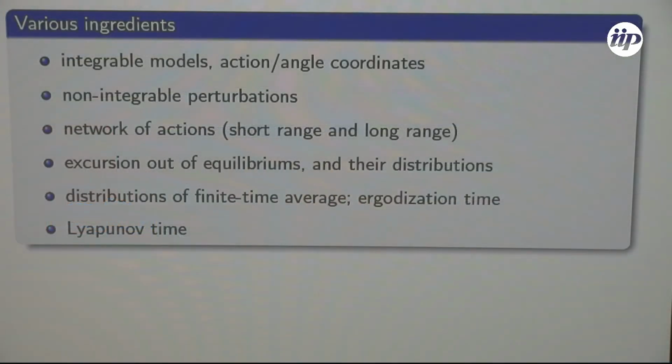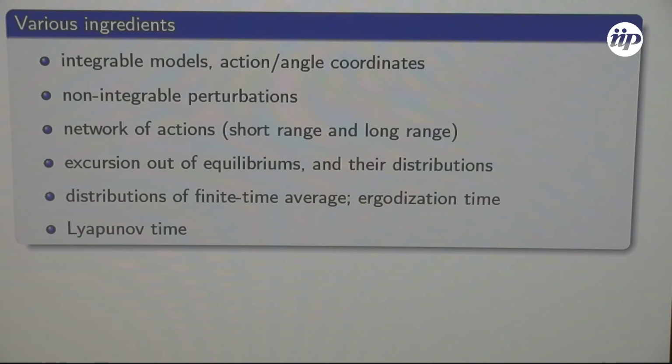And Sergey introduced that one basic separation of the network of actions can be into short and long range. I will come back to that. This is just a reminder of what we heard a week ago. And then there are three items here: excursions out of equilibrium with their distribution, finite time average, their distribution, and another time scale called ergodization time, and then last, Lyapunov time.